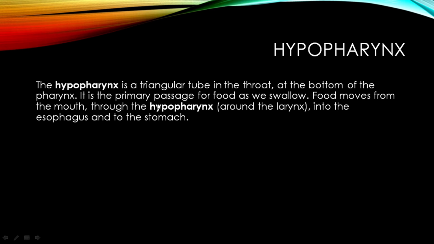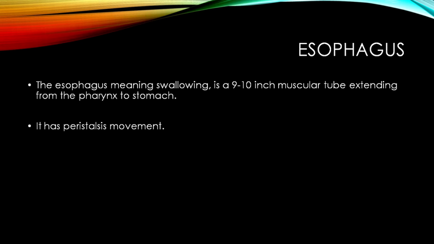Hypopharynx. The hypopharynx is a triangular tube in the throat at the bottom of the pharynx. It is the primary passage for food as we swallow. Food moves from the mouth through the hypopharynx into the esophagus and to the stomach.